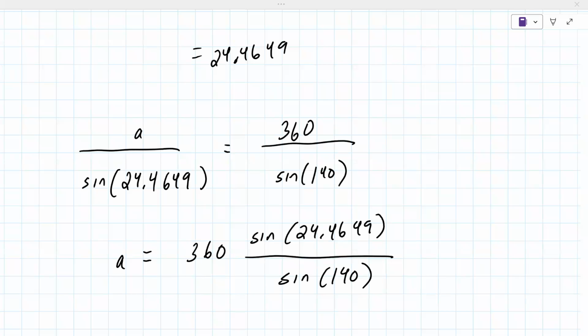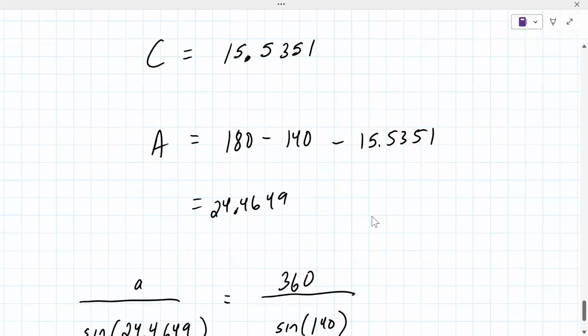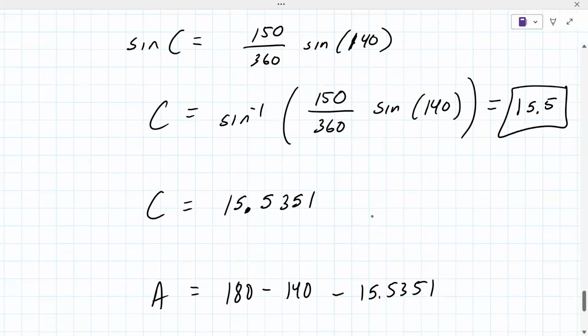And so we'll do that calculation. And so I get 231.94. I think it says to 2 decimal places on that one. Yeah. So that's the answer to part A. Part B you already have is the 15.5 there.